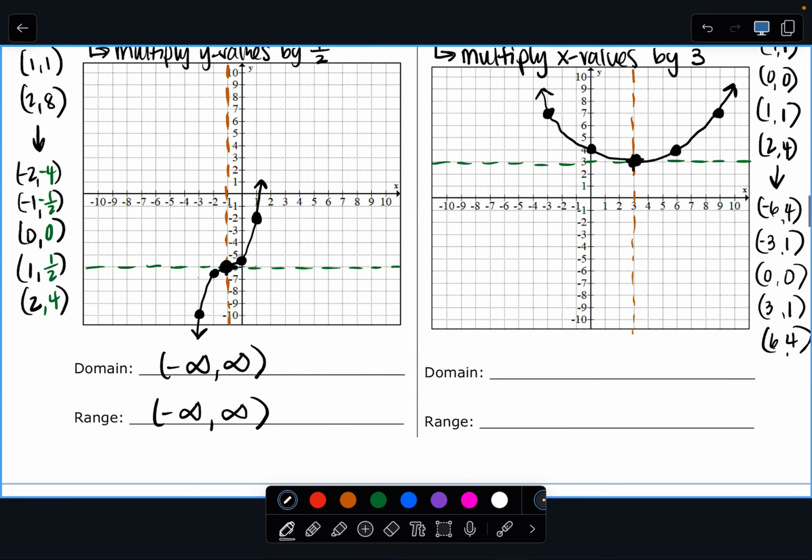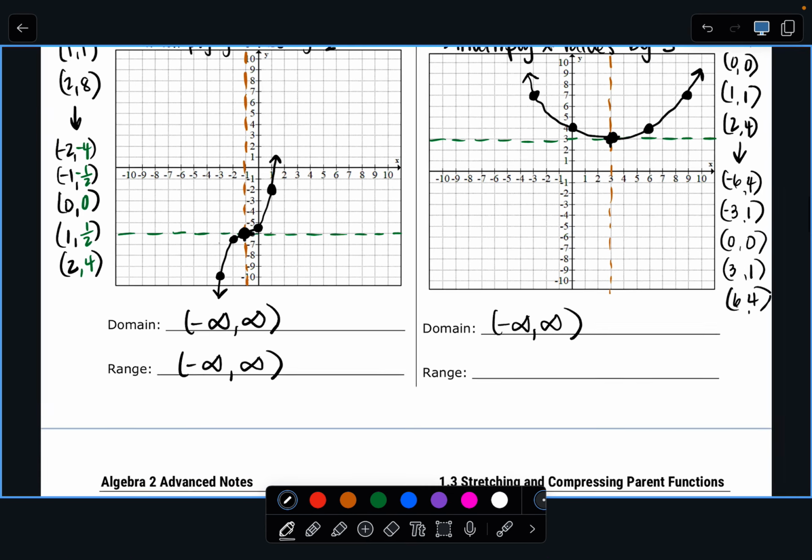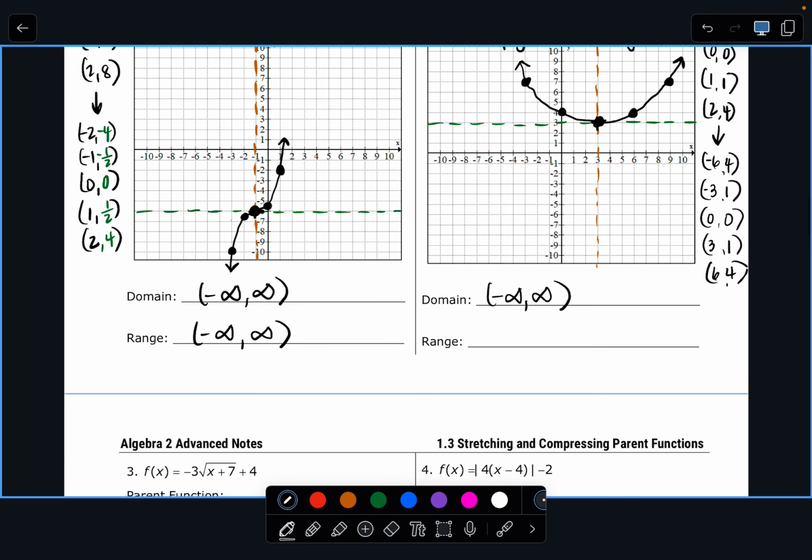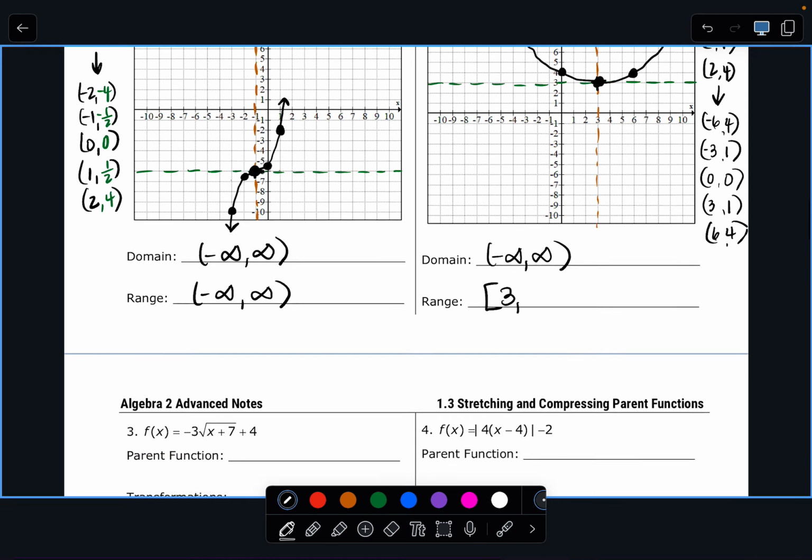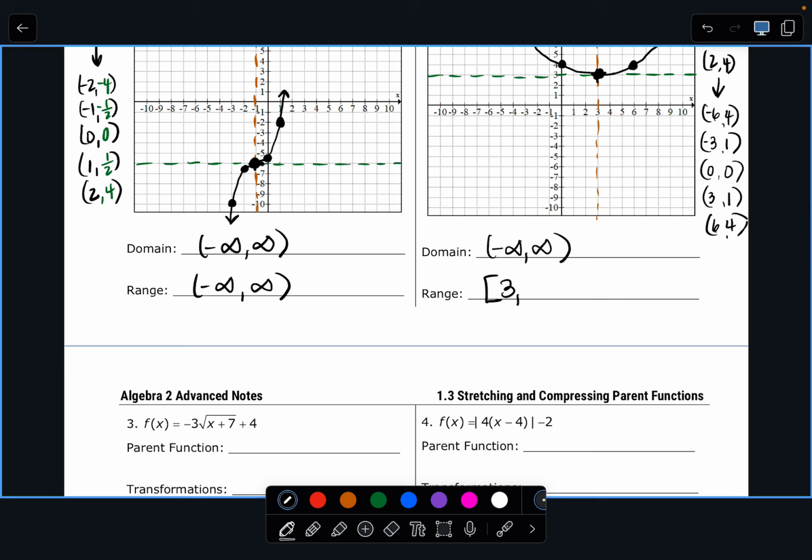So when we go in, domain for quadratics does not matter what you do. Negative infinity to positive infinity every single time. Does not matter what you do to that quadratic. Reflect, stretch, compress, any type. The range, however, because we moved up 3, it's going to start not at 0 like the parent function would. It's going to start at positive 3 and it's going to have a bracket because there is a point there all the way to positive infinity.